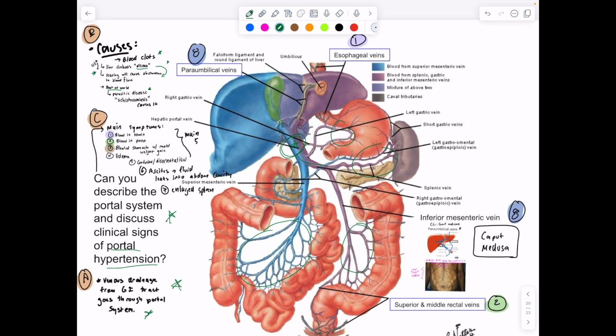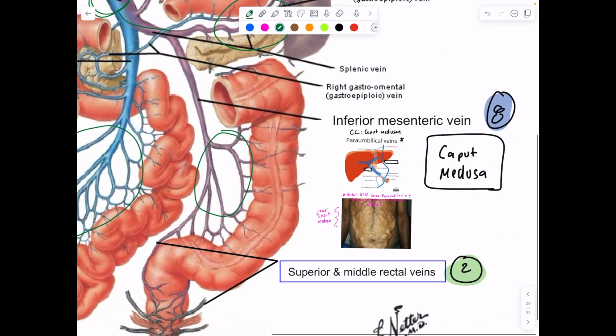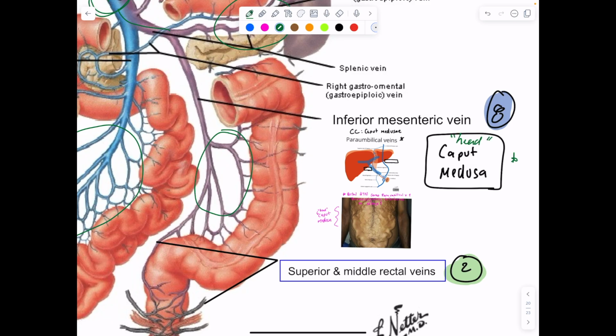In terms of symptoms: blood in the vomit, blood in the poop, bloated stomach with rapid weight gain due to leakage of fluid from these veins into the abdominal cavity, edema in the lower legs, confusion, disorientation. Those are the main 5. Ascites, which is fluid in the abdominal cavity, and an enlarged spleen are also evidence of portal hypertension. We were told one specifically in lecture, which was the caput, aka head, medusa.